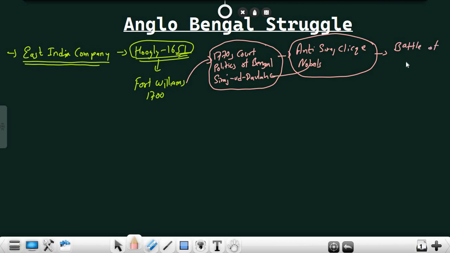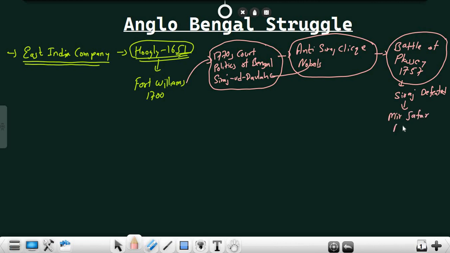The Battle of Plassey was fought in 1757. In this battle, Siraj-ud-Daulah was defeated, and the British made Mir Jafar the new Nawab of Bengal.